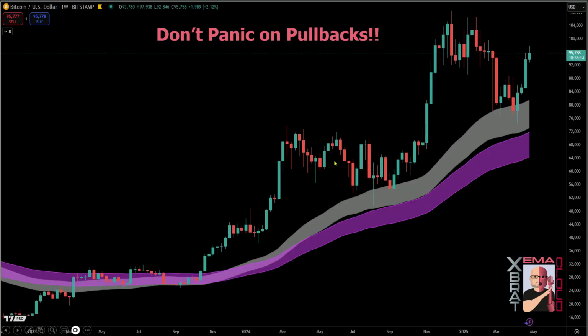Don't panic on pullbacks. This is Bitcoin on the weekly time frame, back down to 2023 when we got the right sort of move up above here. The grey was above the cyan.